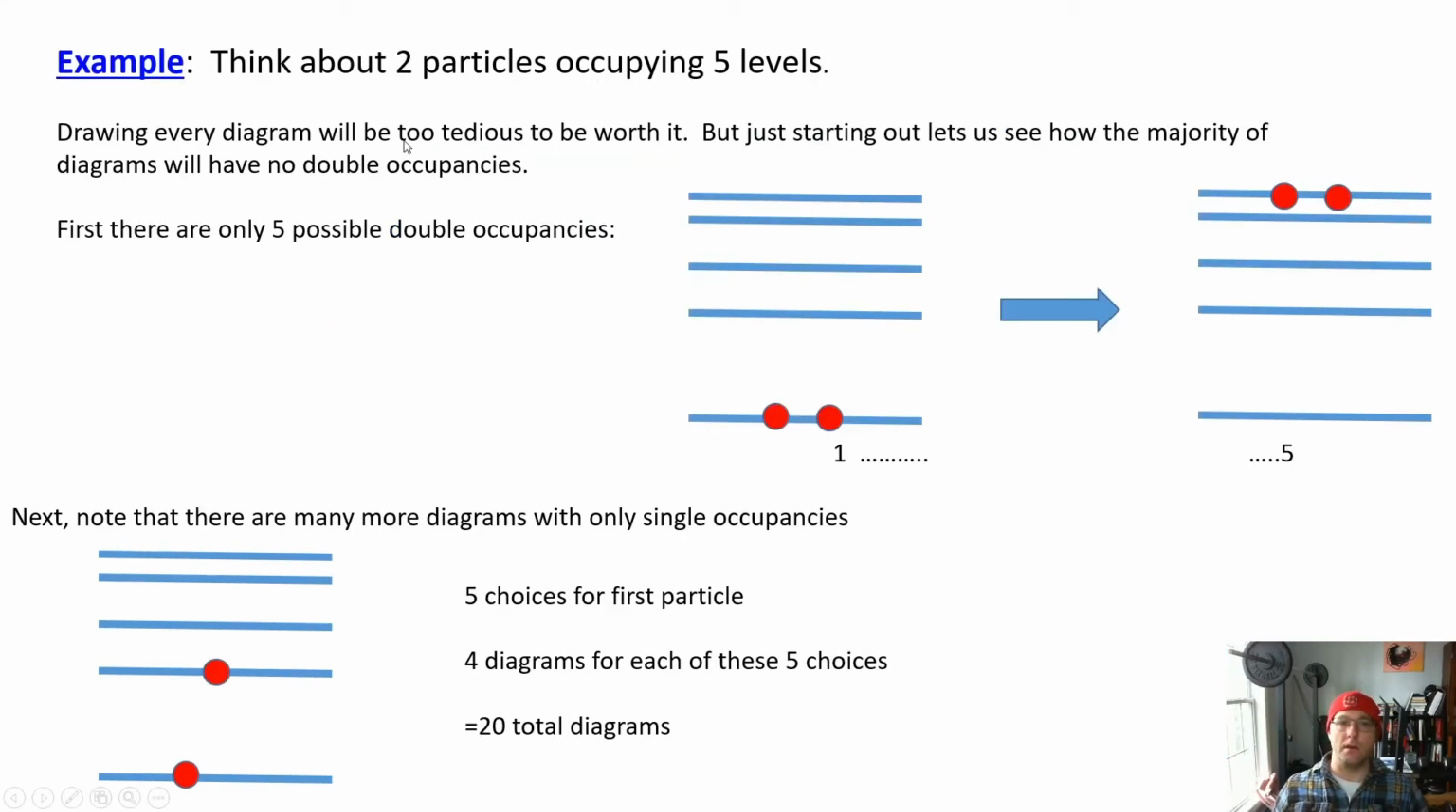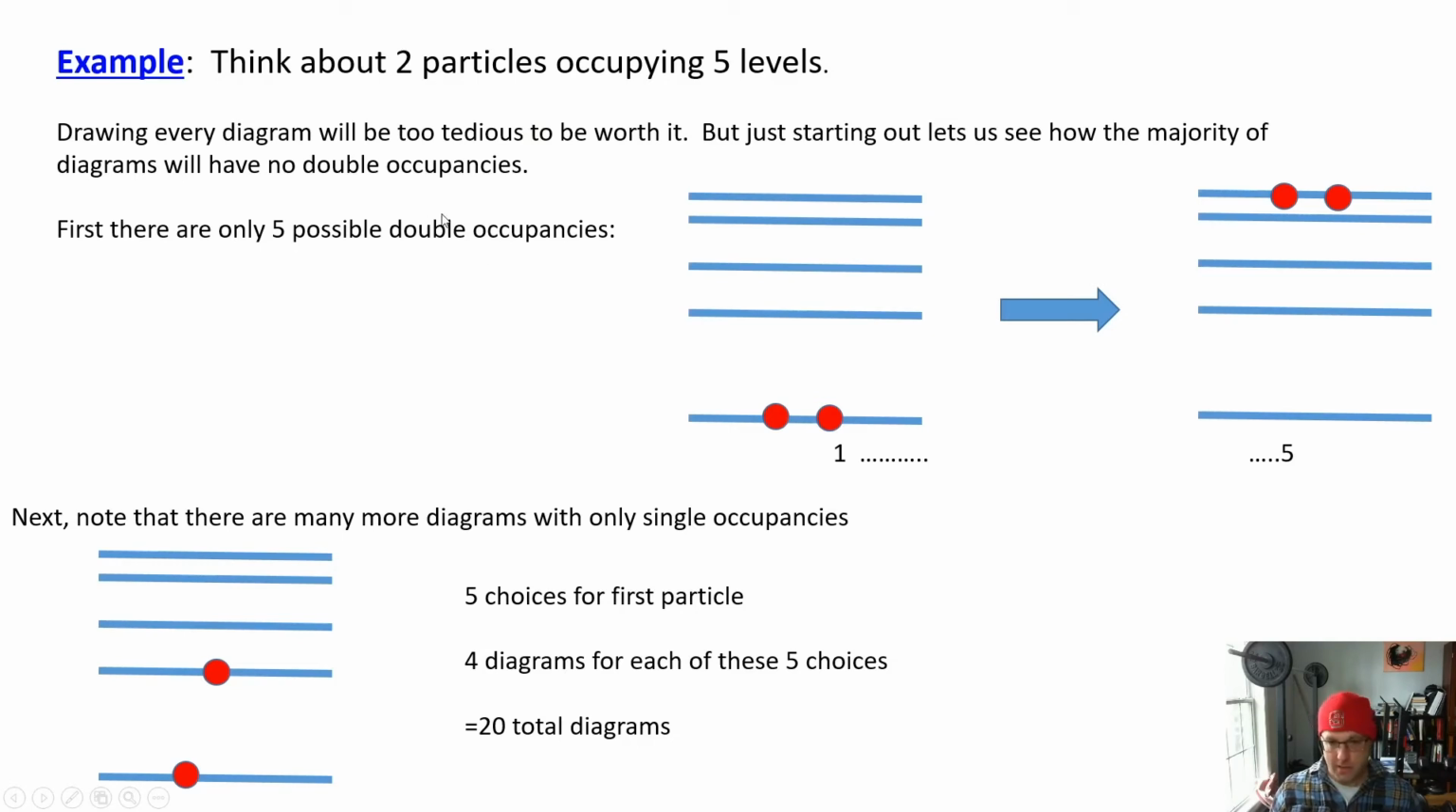So let's do an example to show what this means and think about 2 particles occupying 5 levels. Maybe let's not try to draw every possible diagram. You could do it, but it's tedious. So let's just start out and get a feeling for how it's going to go. We could have double occupancies because we only have 2 particles. That's the most multiple occupancy we could have.